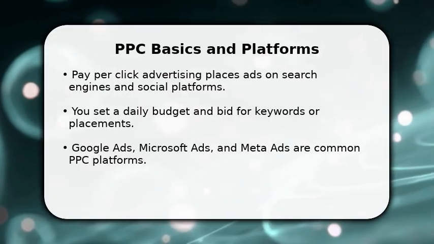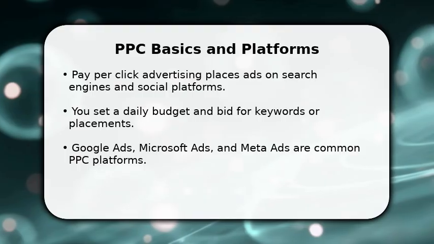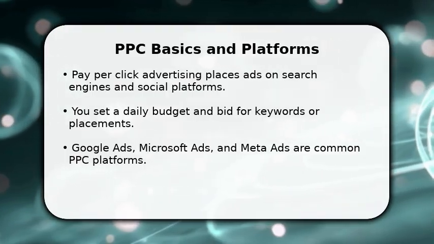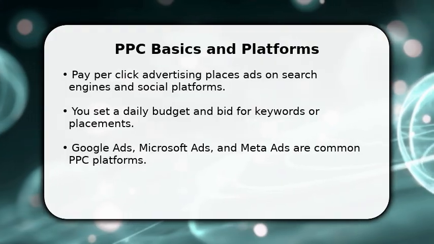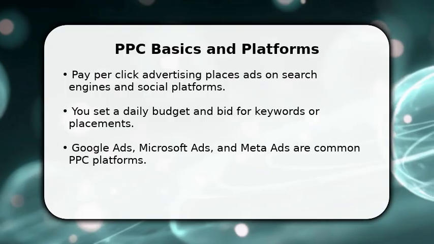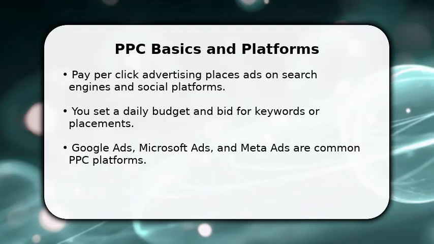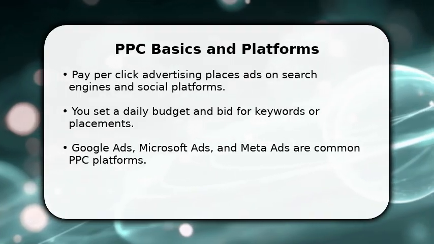Pay-per-click advertising places ads on search engines and social platforms. You pay each time someone clicks your ad and visits your site. Google Ads, Microsoft Ads, and Meta Ads are common PPC platforms used by businesses. You set a daily budget and bid for keywords or placements. Each platform uses auction dynamics to determine which ads show and where.